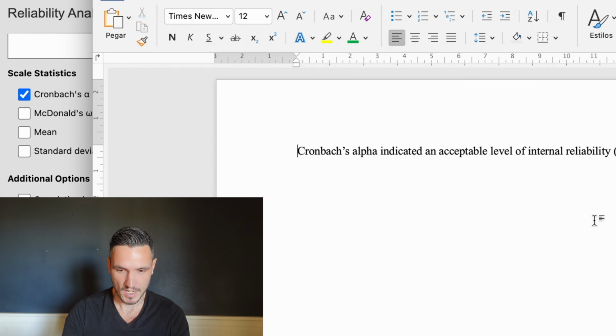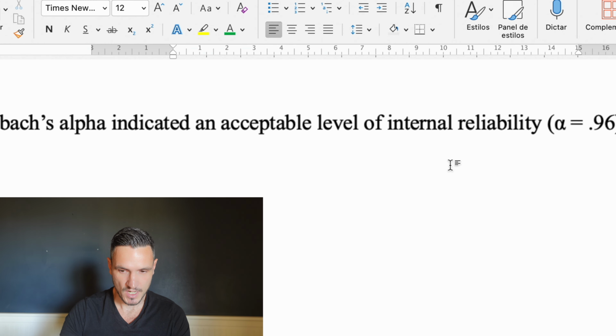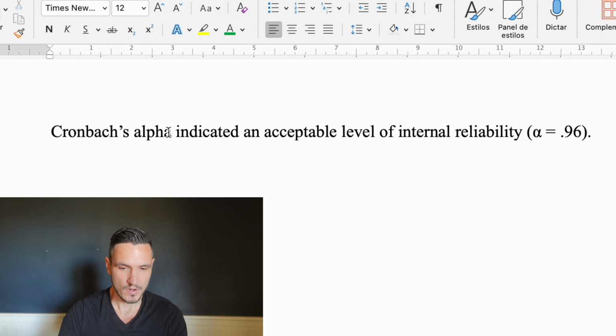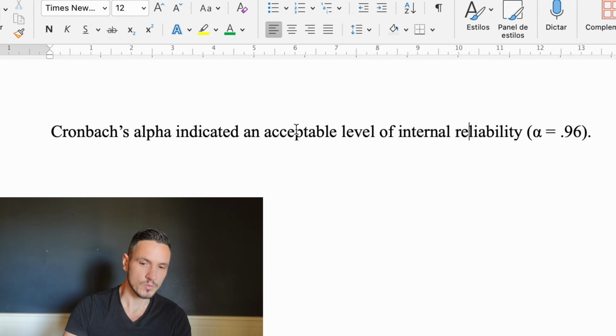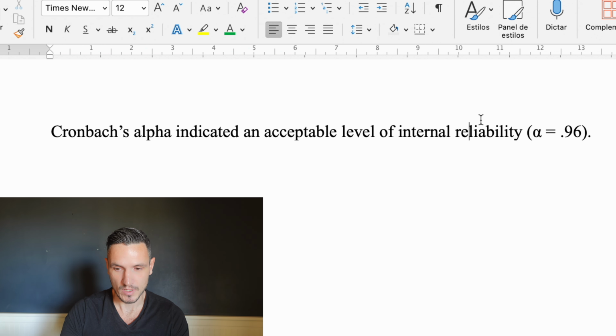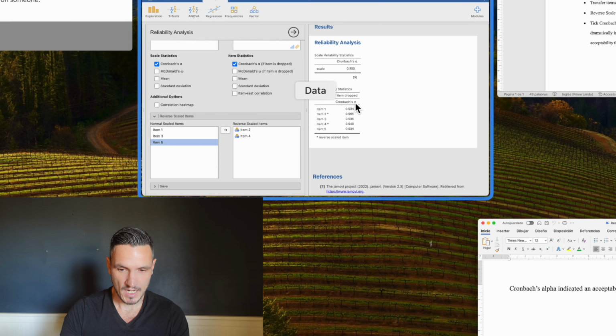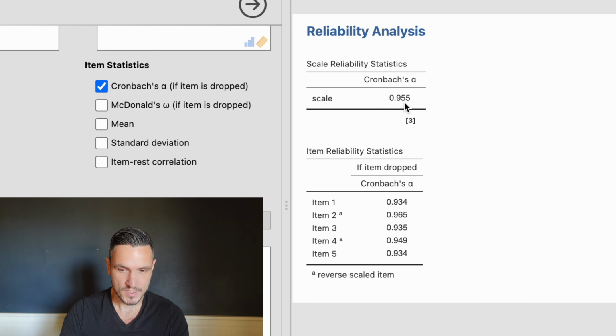Let's just take a quick look at how you could report this. You could just say something like, Cronbach's alpha indicated an acceptable level of internal reliability. And then we've got the alpha symbol equals 0.96, and I've just rounded that from 0.955.